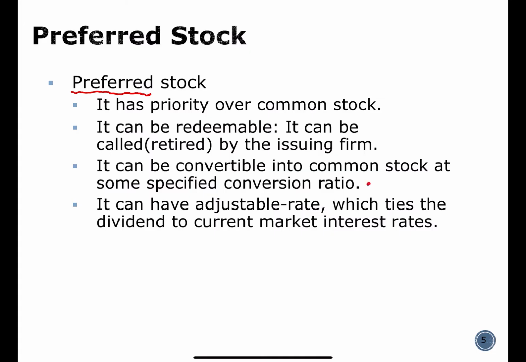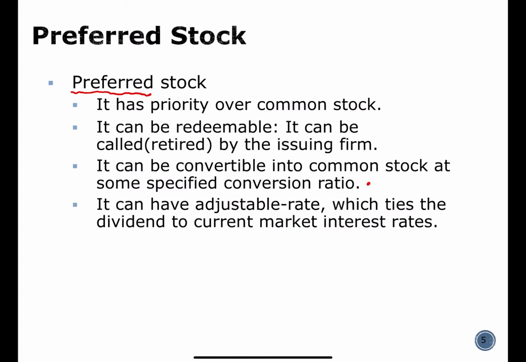Second feature is it could be convertible into common stocks at a specific ratio. Let's say if the contract of the preferred stock says preferred stock can be converted into, let's say, common stock at a 1-to-1 ratio, then you can see that on some day, these preferred stocks can be converted.